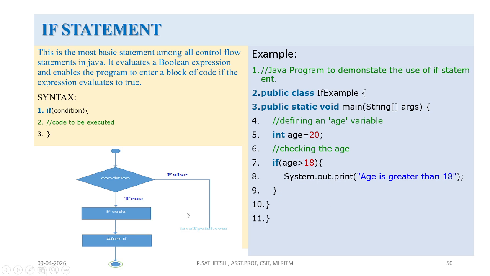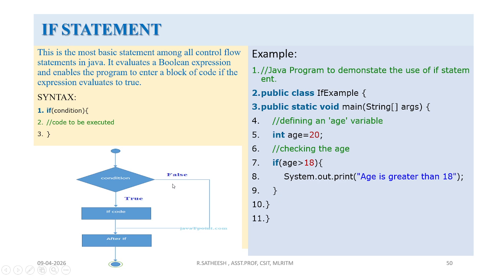See the syntax: if, then the condition. If the condition is true, this code will be executed. If not, the remaining code will be executed. Here is the flow chart: if the condition is true, the if code, the true block, will be executed. If false, see this direction, it simply skips that block and goes out of it. The remaining statements will be executed as usual.